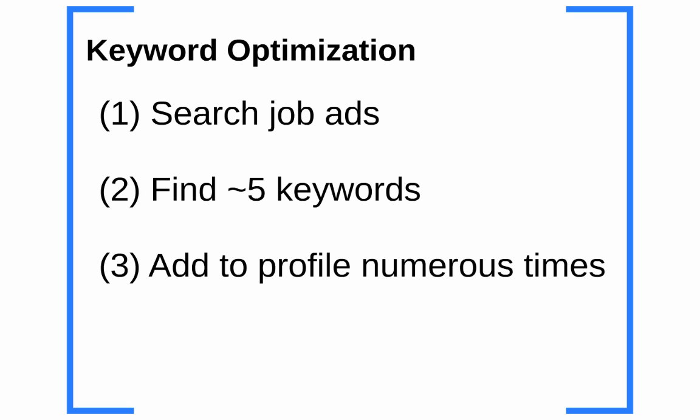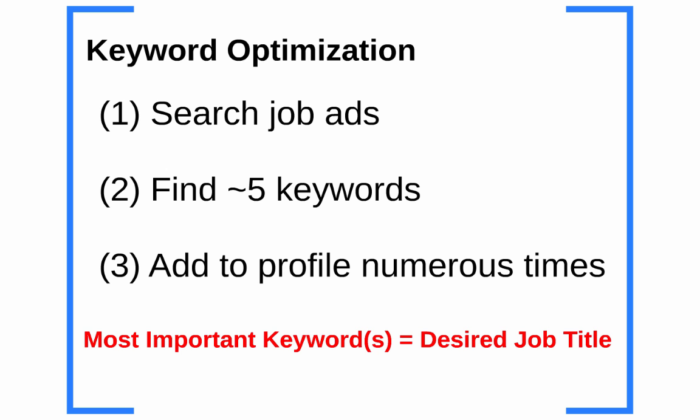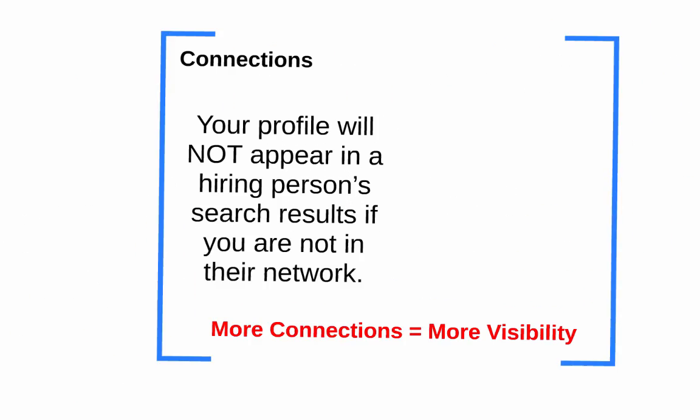Add your keywords to your profile in numerous places because LinkedIn's search algorithm is heavily based on frequency. For example, if someone searches for a marketing VP, the more times you have marketing VP in your profile, the higher your profile will appear in that person's search results. The most important keyword to add to your profile is your desired job title. A hiring person will always search using the job title as one of the keywords.